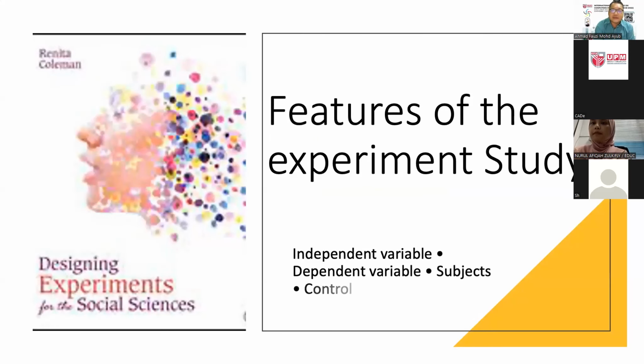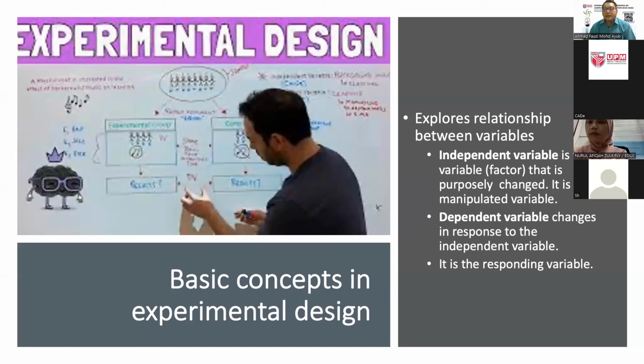So these are some of the features of experimental studies. We have what we call the independent variables. I introduced this earlier: the independent variable is the group of the research. We have a control group, and the control group is the group that we didn't expose to any intervention, but the treatment group is the group that we introduce some intervention to, to see whether this intervention could have an effect on their dependent variables.